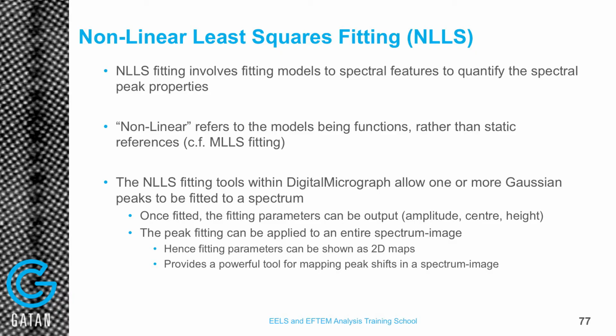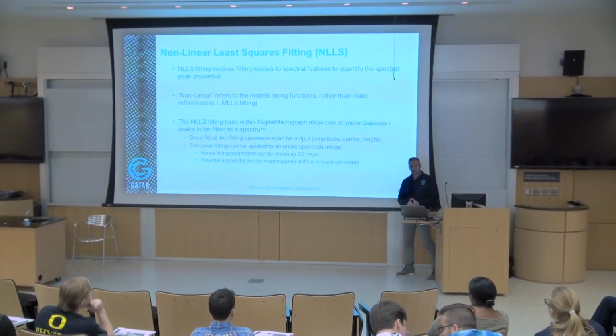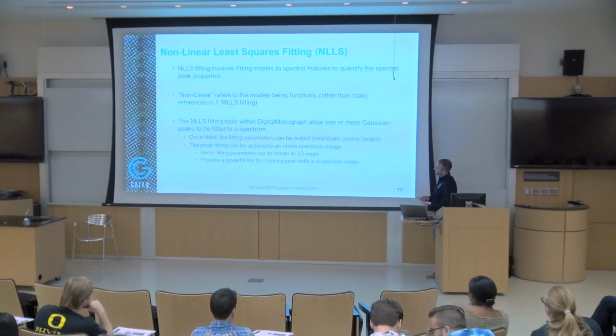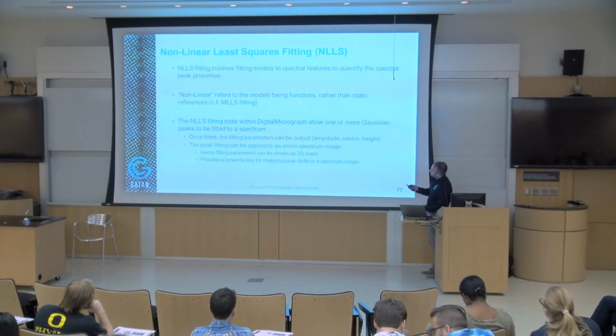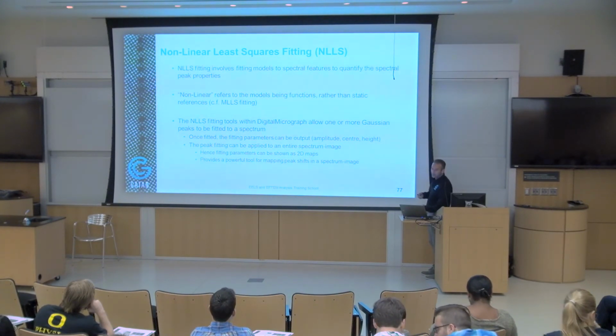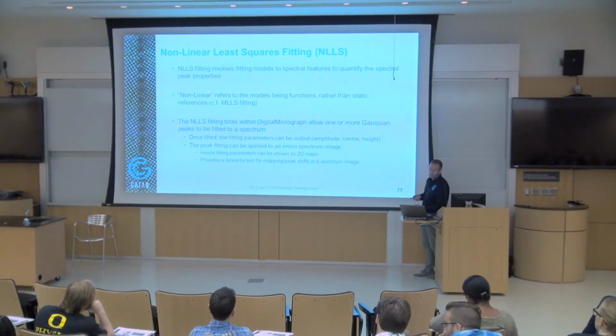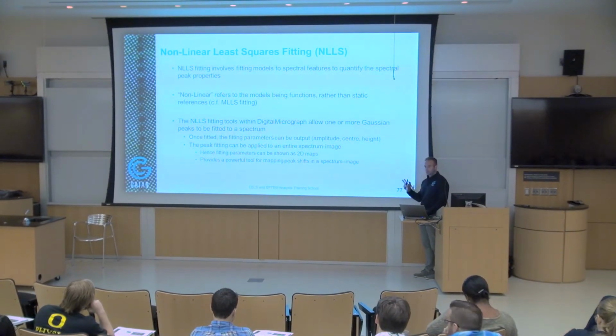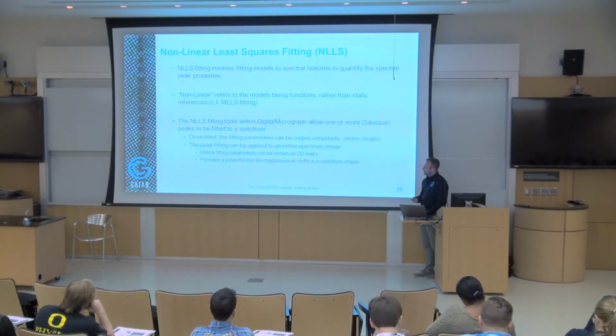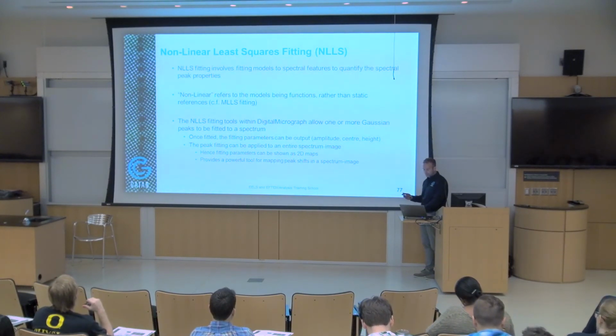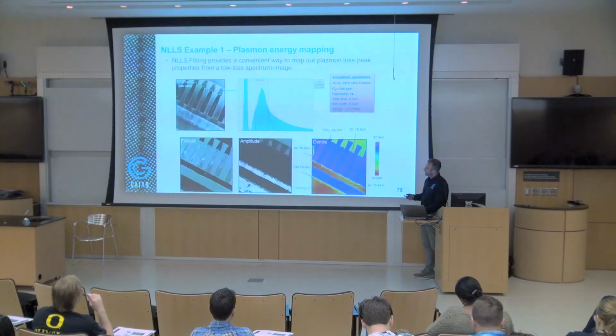Non-linear least squares fitting. The difference from the previous example, which was MLS fitting, is that in this case it is non-linear, because the models are functions, not static like in the case of MLS fitting. Okay, so this is also built into the Gatan software. So what we do in this case, long story short, is use this NLS fitting to work out chemical shift, plasmon shift in particular, everything that has a Gaussian shape. It's also used to get chemical information, if you want to do a ratio between edges, especially in transition metals, because they all have a Gaussian shape.